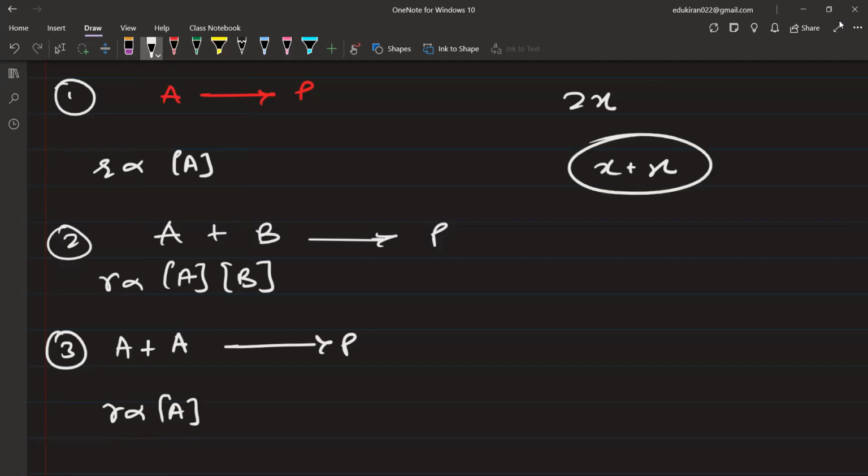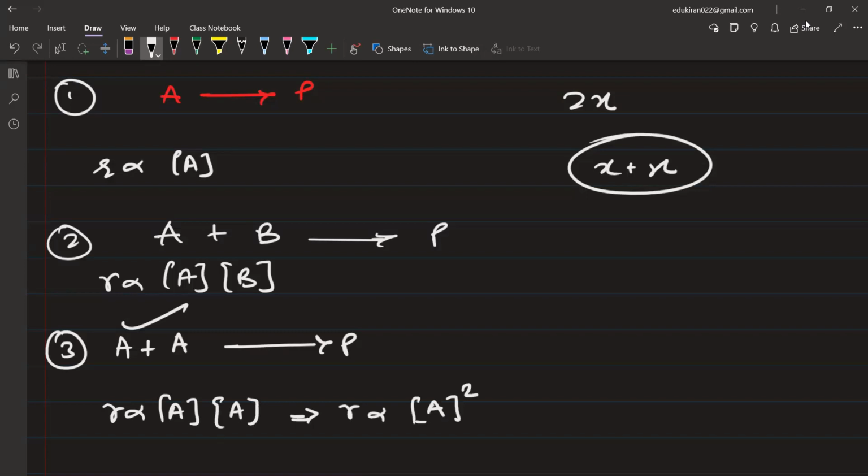Now A plus A is very similar to A plus B. The only difference is that here B is A itself. Is this understood? So I can write rate is directly proportional to the concentration of A and also the concentration of A. That means rate is proportional to the concentration of A squared. Did you understand this, Saad and Rabia? Yes, sir.